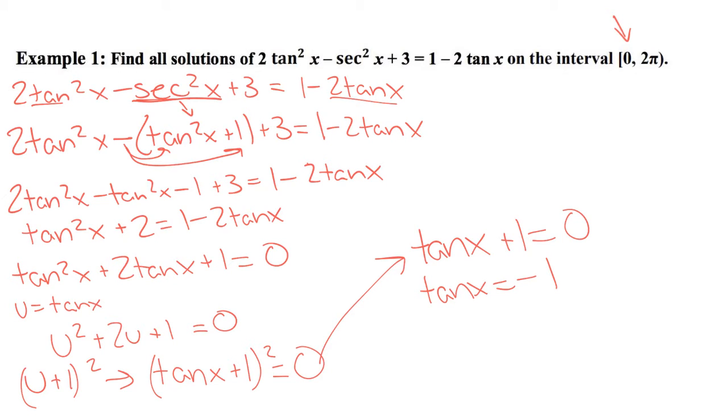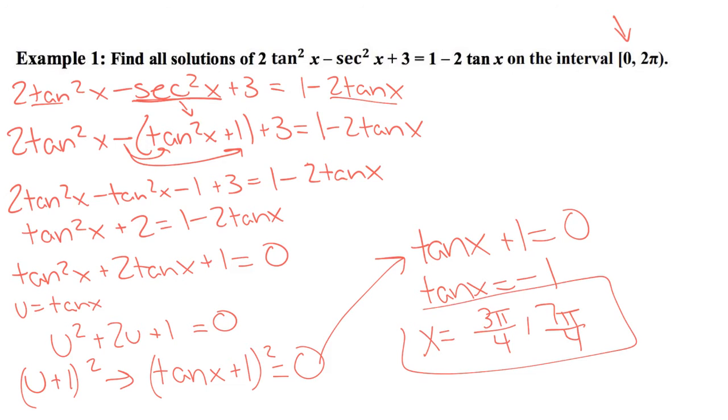And then locate on our unit circle where tangent is negative 1. Tangent is negative in the second and fourth quadrants. So that's 3 pi over 4 and 7 pi over 4. And since we're in that one rotation, that is my answer.